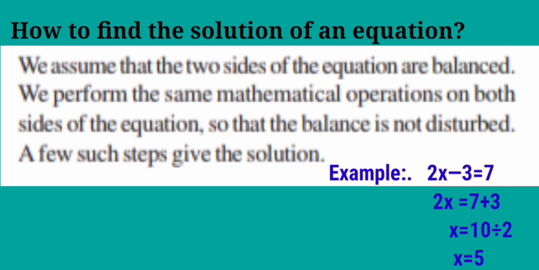I have just given one example, 2x minus 3 equals 7. In this I have to find the value of x. So first of all I will transpose minus 3 to the right hand side. Since it is negative, it will go as positive, meaning 7 plus 3. Then to find the value of x, I have to transpose 2 as well. 2 is in multiplication with x, so it will go in division, meaning 10 divided by 2, and the answer will be 5. Understood? In this way you have to solve equations for finding the value of the variables.